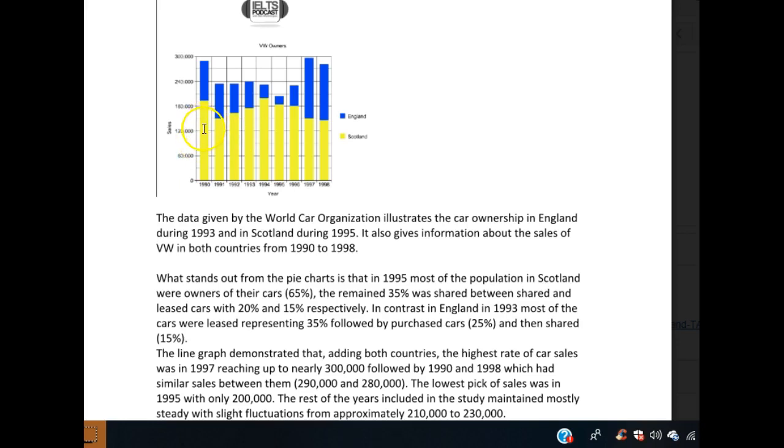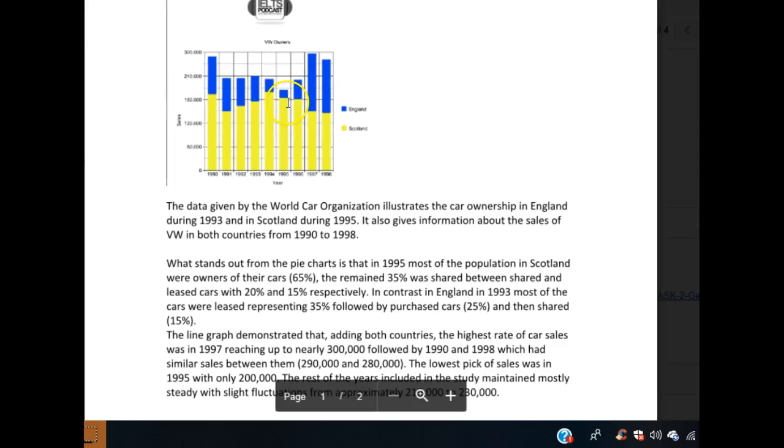You could have just said that the numbers in Scotland fluctuated from, I don't know, maybe 140,000 to like 190,000, or 200,000 throughout the years in question, whereas the numbers for England were far lower. This looks like it's around maybe 40,000, and they go as high as this, which is, I don't know, you'd have to do the math and see what that is. But I would like to see something like that. And you could say which year was the highest, which year was the lowest, and so forth. So that information was missing for me.